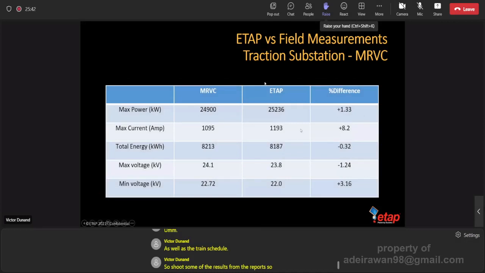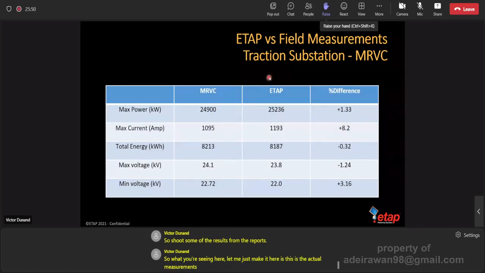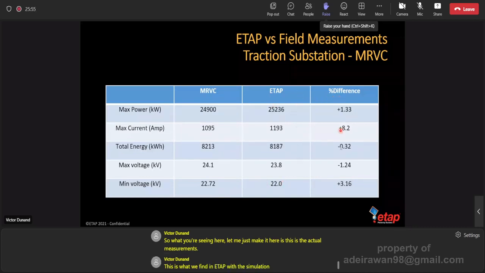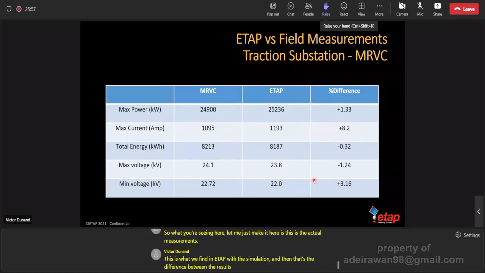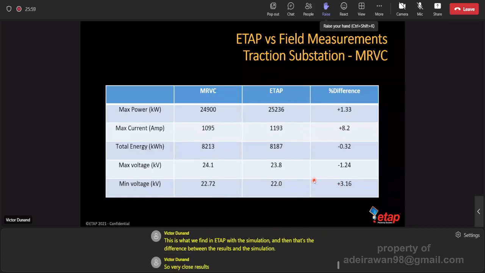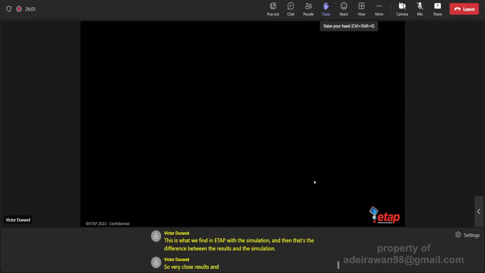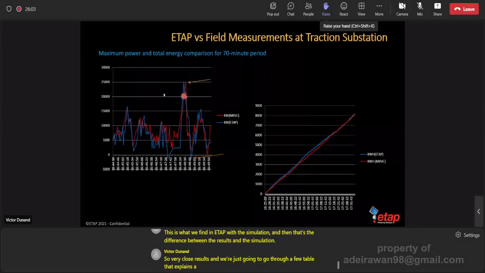So what you're seeing here, let me just make it here, this is the actual measurements. This is what we found in ETAP with the simulation. And then that's the difference between the results and the simulation. So very close results. And we're just going to go through a few tables that explain as well, right?